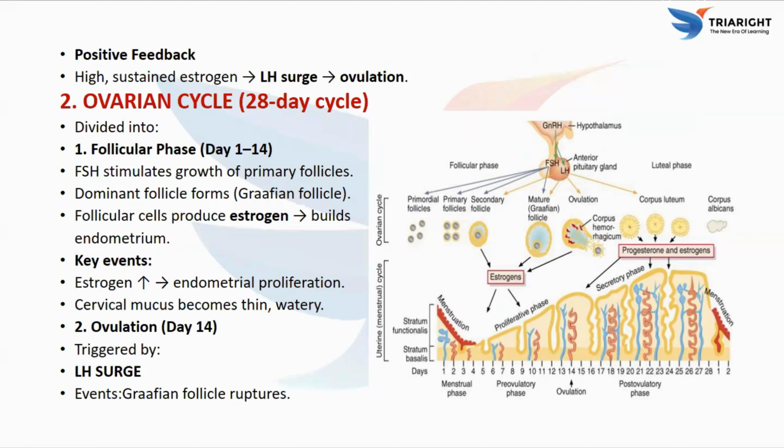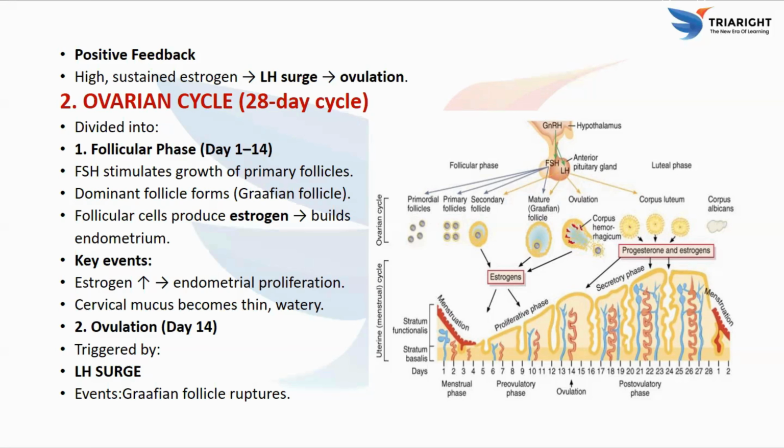Now what is the ovarian cycle? The ovarian cycle describes what happens in the ovaries during the 28-day menstrual cycle. It has three major events: the follicular phase, which lasts from day 1 to day 14, the ovulation phase at day 14, and the luteal phase, which is from day 15 to day 28.